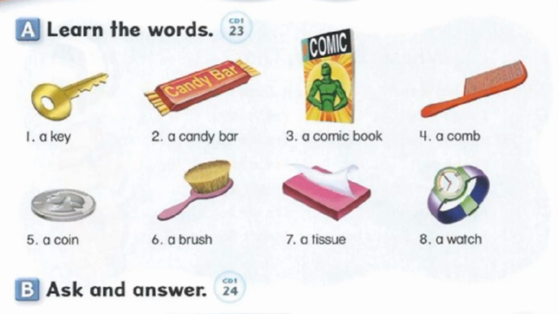Let's learn the words. Number 1, a key. Number 2, a candy bar. Number 3, a comic book. Number 4, a comb. Number 5, a coin. Number 6, a brush. Number 7, a tissue. Number 8, a watch.